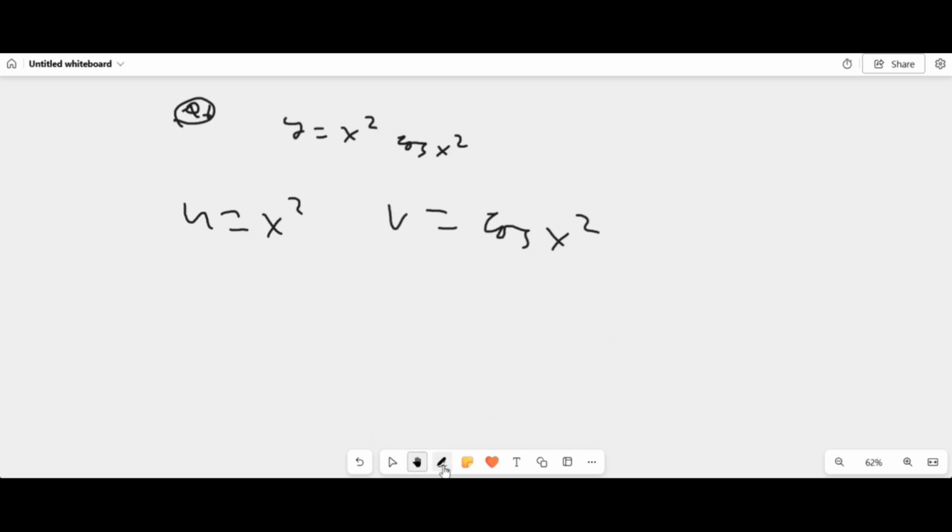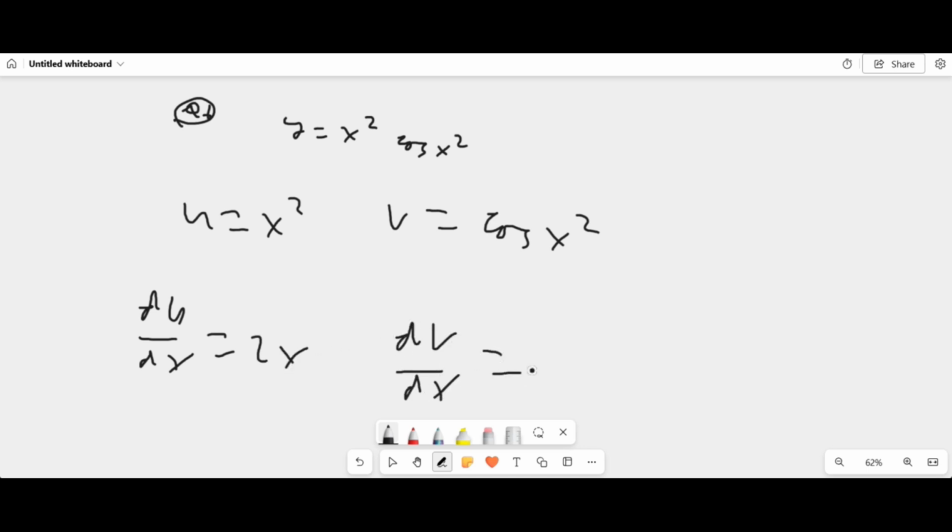Alright, so let's try to pick up the pace here. Therefore du over dx is going to be 2x, and dv over dx is going to be: differentiate the outside first. Cos differentiated is minus sine, so that's minus sine x squared, and then differentiate the inside, x squared, which is 2x, so just times 2x out here. Yeah? Alright, so now what do you want to do here?